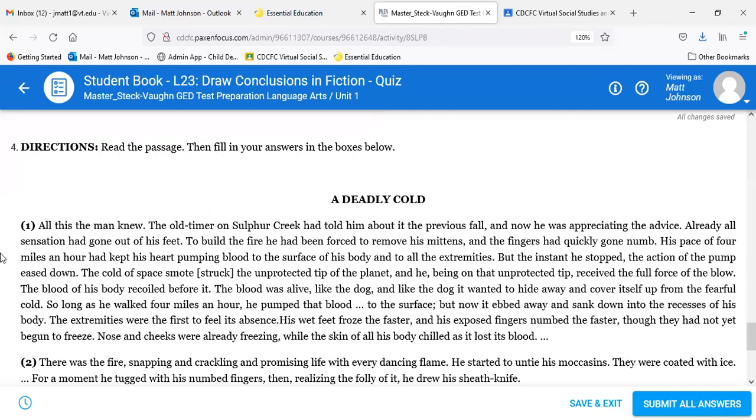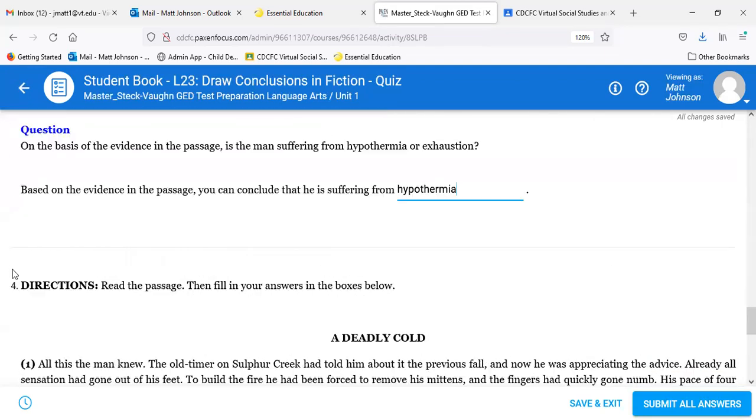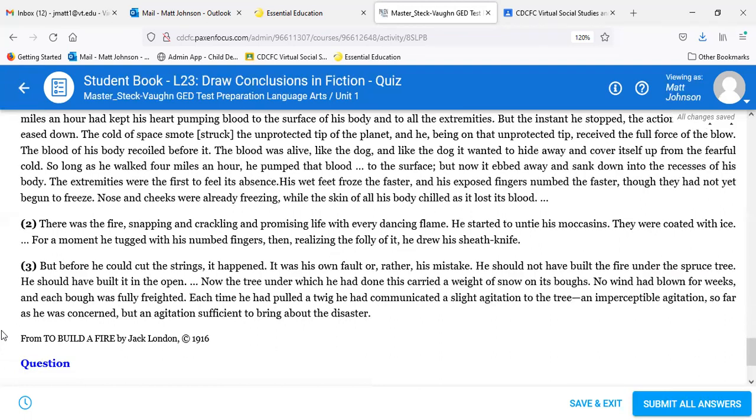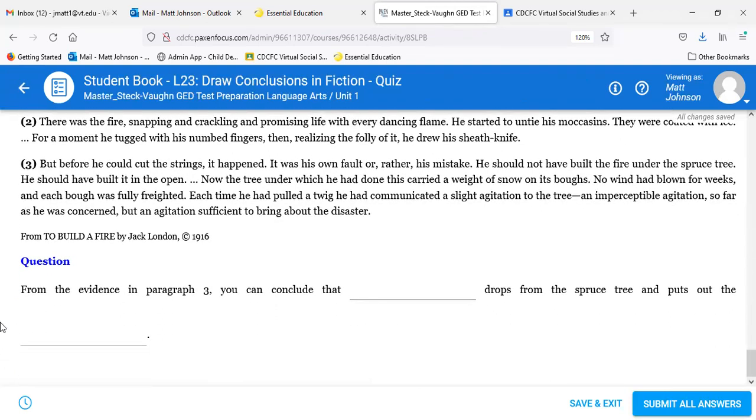So number 4, more fill in the blanks here. Number 3 was hypothermia. And for number 4, from the evidence in paragraph 3, you can conclude that blank drops from the spruce tree and puts out the blank. Either snow or water. Yeah, so snow, I think, is what they're looking for. Snow drops and puts out the fire. Puts out the fire. Yeah.